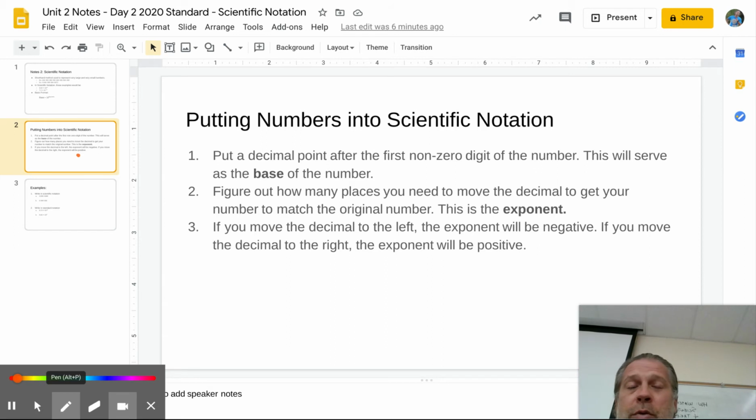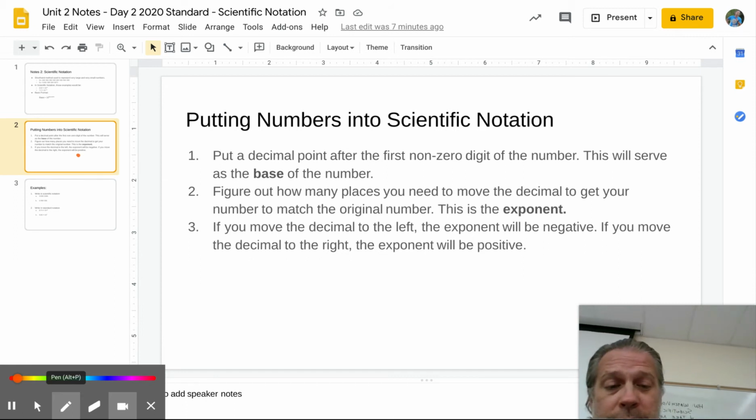Generally speaking, when you're looking at a large number or a small number, I find a place to put the decimal in between numbers that will give me something that's less than 10. Then we figure out how many places you need to move the decimal to get your number to match the original number, and that becomes your exponent. If you move the decimal to the left, the exponent is negative. If you move the decimal to the right, the exponent is positive.